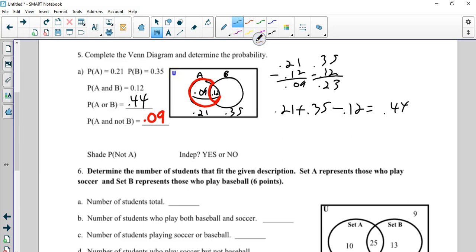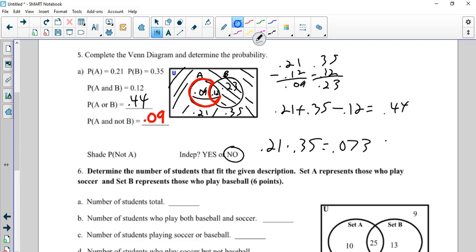Now it says shade not A. Well, everything out here is not A. Oh, I lost my 0.23 somehow. And this in here is not A. And it's not independent, and I'll prove why. Because 0.21 times 0.35 equals 0.0735. And that's not the 0.12. Which is why, since it's dependent, we had to do this formula, because there is the overlap.